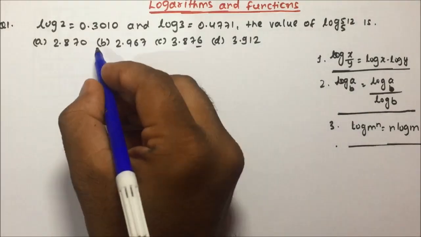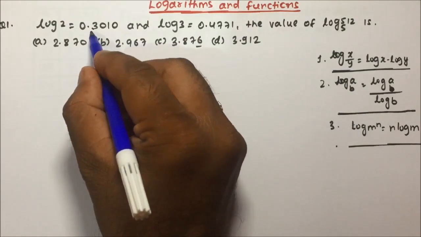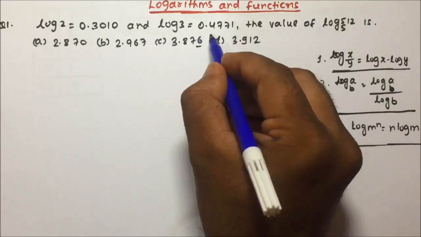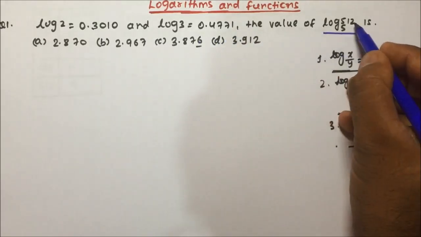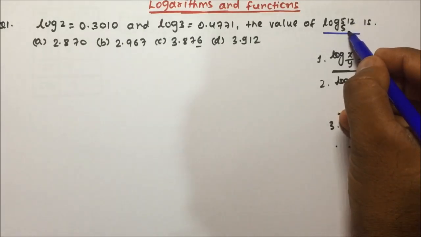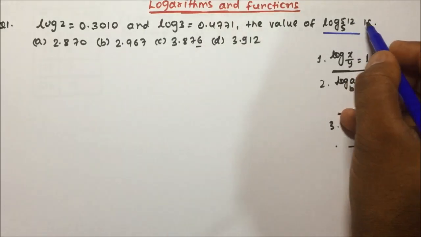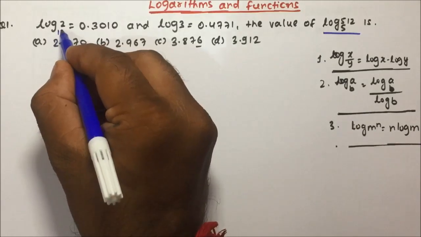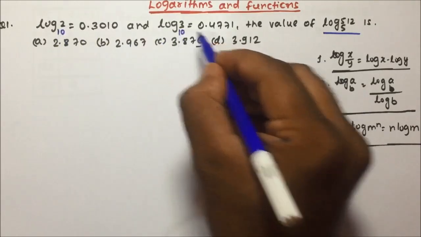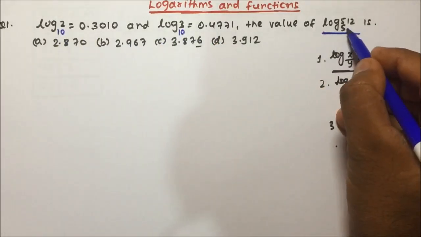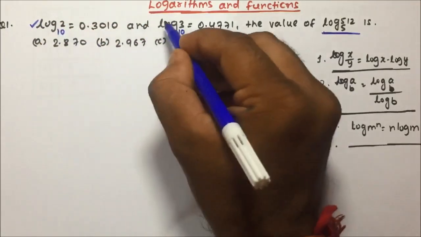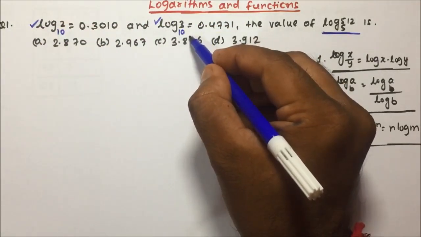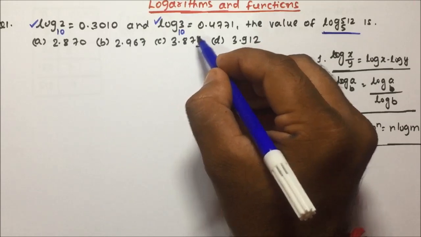So now log 2 is equal to 0.3010 and log 3 is equal to 0.4771. The value of log 512 with base 5.2 is to be found. Now friends, if nothing has been given, then it is understood that 10 is the base. See here they have given 5, so it is understood that this base is not 10. Here nothing has been given, so the base will be nothing but 10. So like this you have to solve the question.